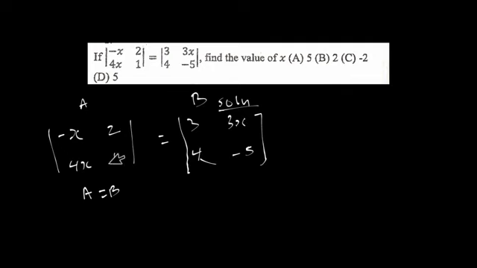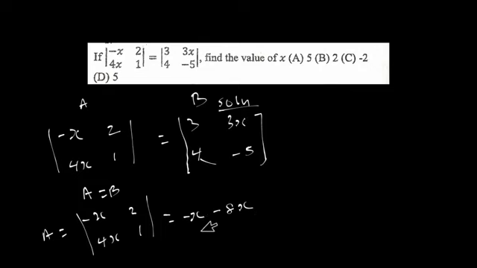Let's first solve this matrix A. Our A is equal to minus s, 4s, 2, and 1. Let's solve this 2 by 2 matrix using determinants. So you have minus s times 1, that's equal to minus s. Then the sign between them is minus, so we have minus 2 times 4s, that gives us 8s. So minus s minus 8s is equal to minus 9s.